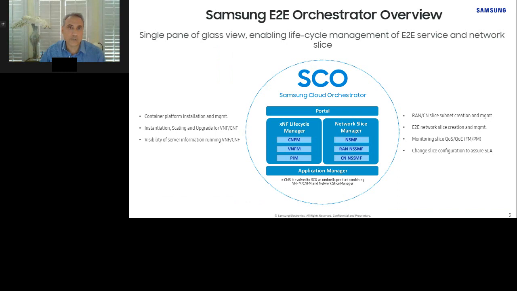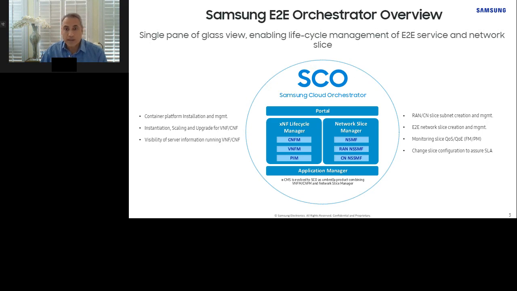So the Samsung Orchestrator is the Samsung Cloud Orchestrator, or SCO. I'll refer to it as SCO, and basically it provides a single pane of glass into your network from an orchestration standpoint. And it has a portal at the top, if you look at the center image, and then it's got its lifecycle management, its end-to-end lifecycle management of the VNFs and CNFs that it is managing, and it incorporates a network slicing component as well. And then an application-specific manager is down below.